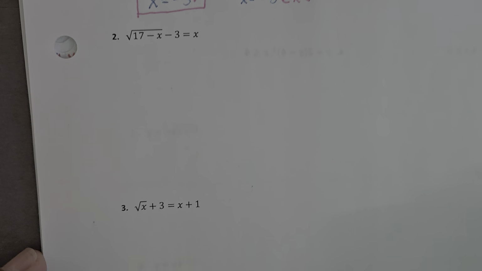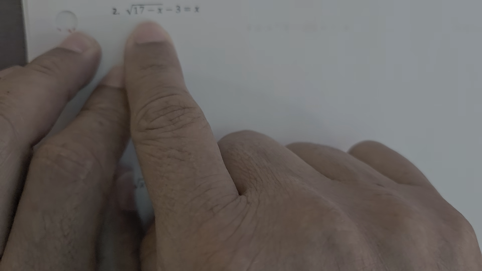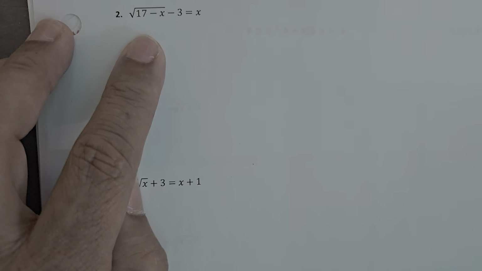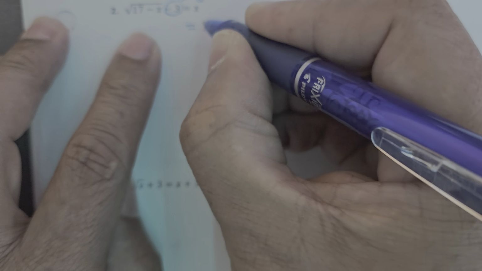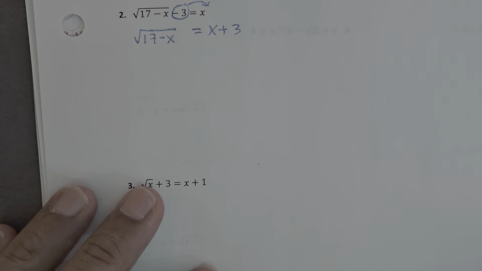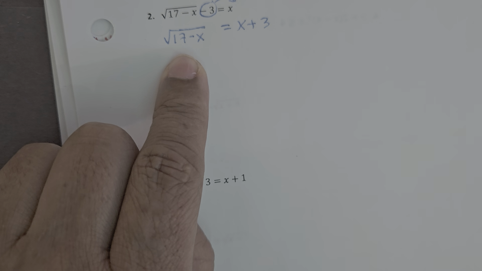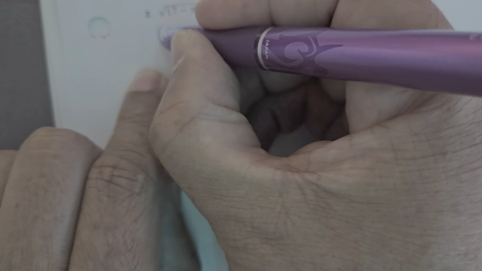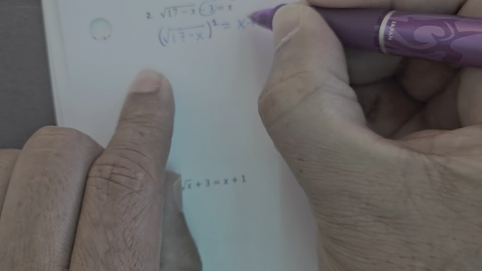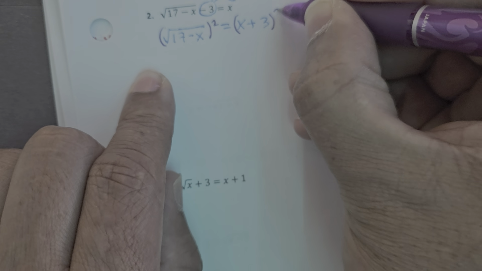So let's go on to example number 2. The radical is not isolated because there's a minus 3, so I'm going to move that 3 to the other side, meaning I'm going to add it to this side. So then this becomes x plus 3, and this side is the square root of 17 minus x. Then once I have the radical isolated, I'm going to take the square. So I'm going to take the square of this side and also the square of x plus 3.